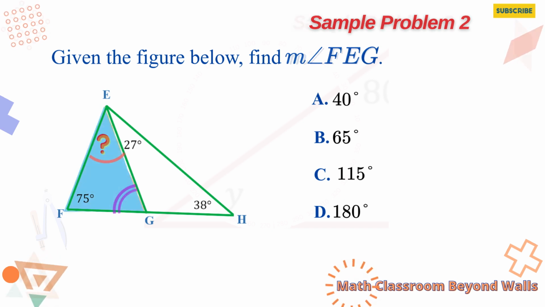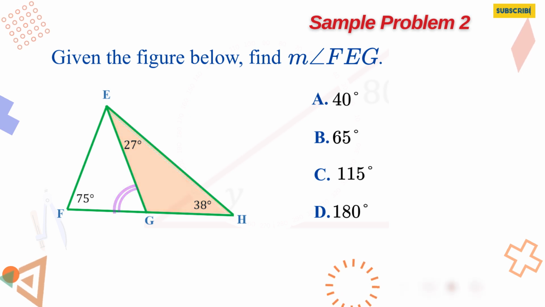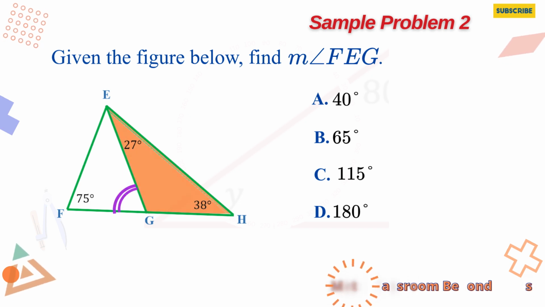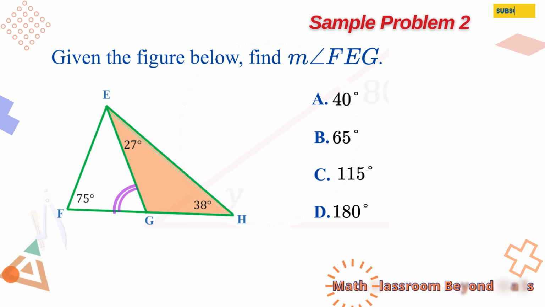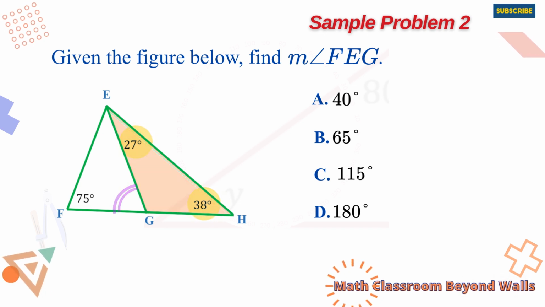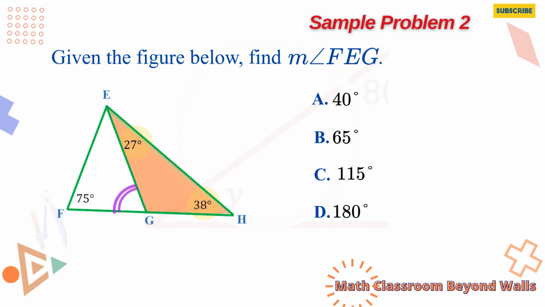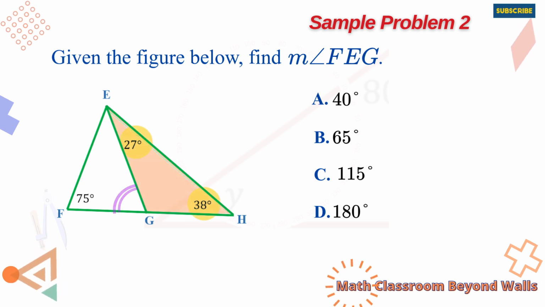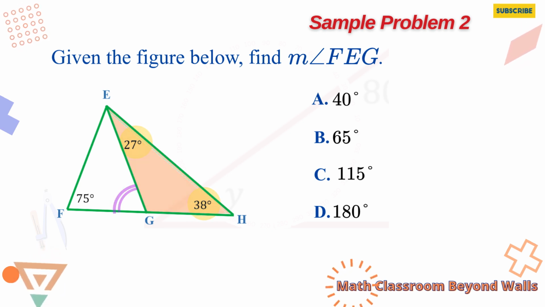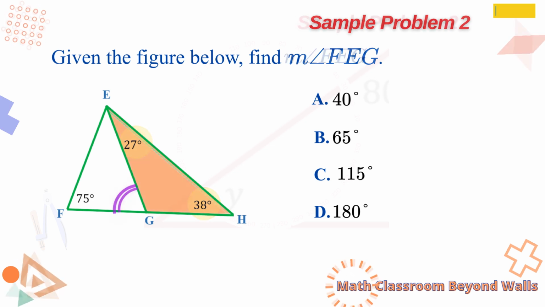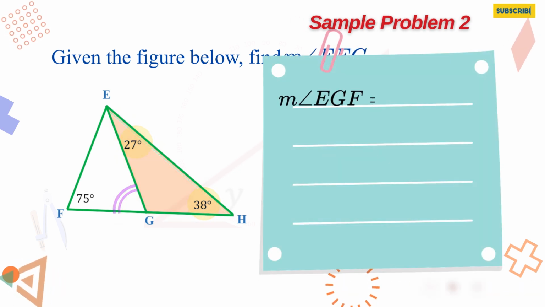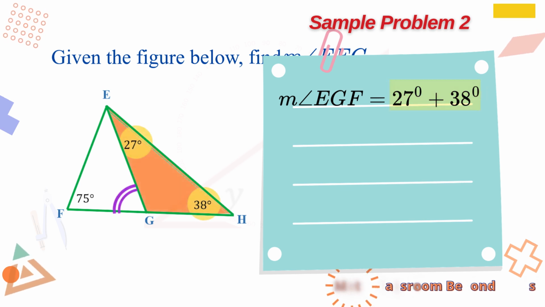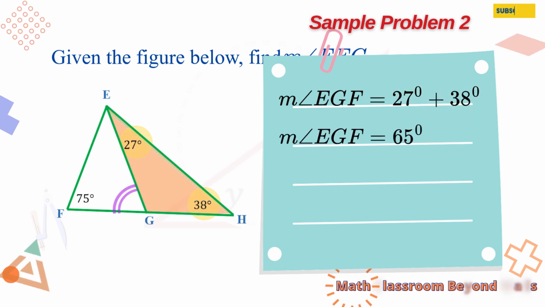Now, angle EGF is an exterior angle to triangle EGH. This exterior angle is related to the two remote interior angles of triangle EGH. Note that these remote angles are known, so we can apply exterior angle theorem in determining the measure of angle EGF. Thus, the measure of angle EGF is equal to 27 degrees plus 38 degrees. Adding 27 and 38 gives us 65 degrees.